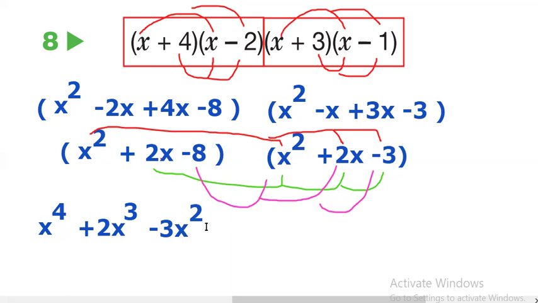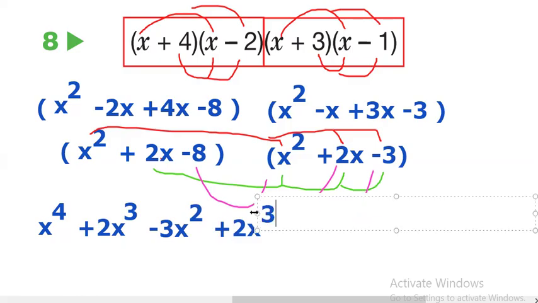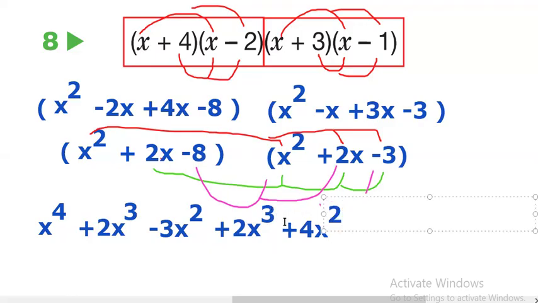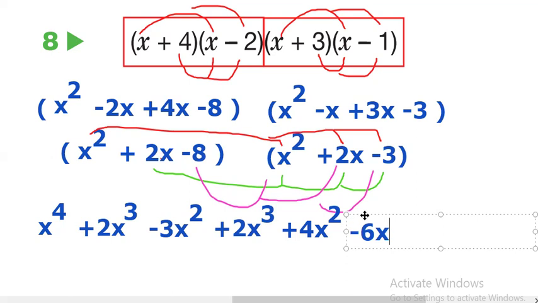2X times X squared is going to be positive 2X power of 3. And then 2X times 2X is going to be positive 4X power of 2. And then 2X times negative 3 is going to be negative 6X, like this. Now we finished the second one, or second element. We multiplied it by 3 elements, and we got extra 3 answers.